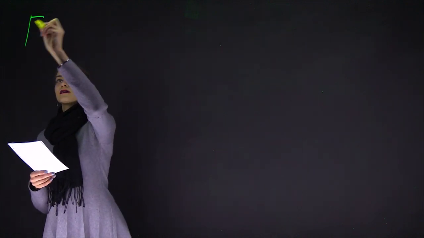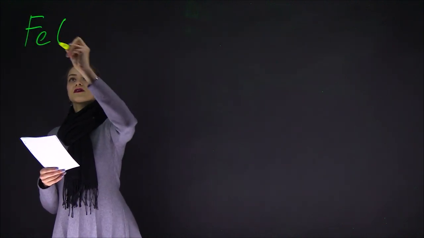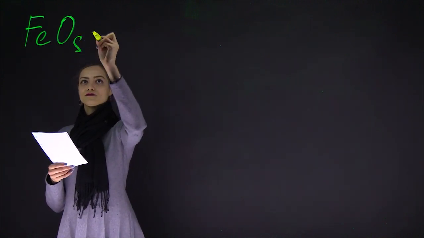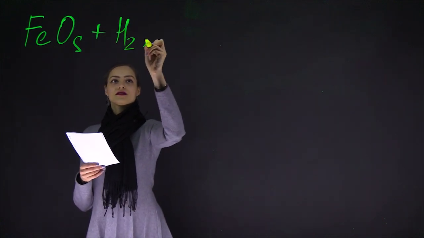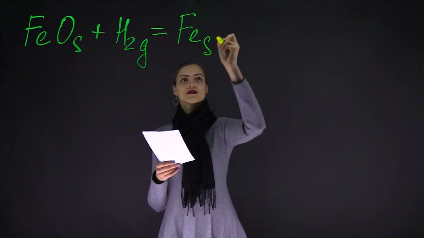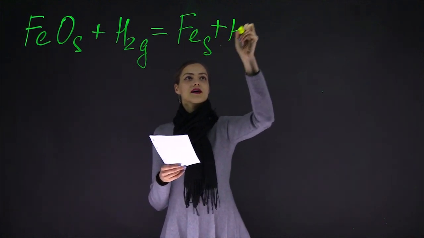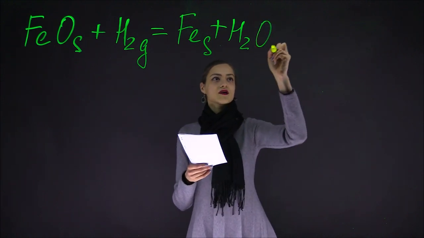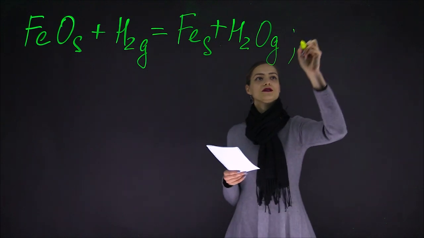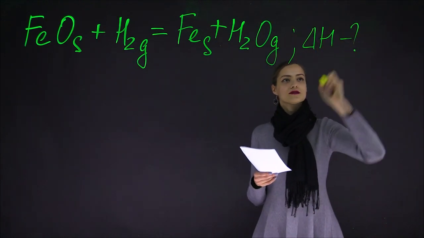Next task: we need to calculate the heat effect of the iron reduction reaction according to the following equation. Iron oxide in solid form plus hydrogen in gaseous form gives us pure iron, also in solid form because it's a metal, and water, but here in gaseous form, so water vapors. And we need to calculate the heat effect of this reaction.